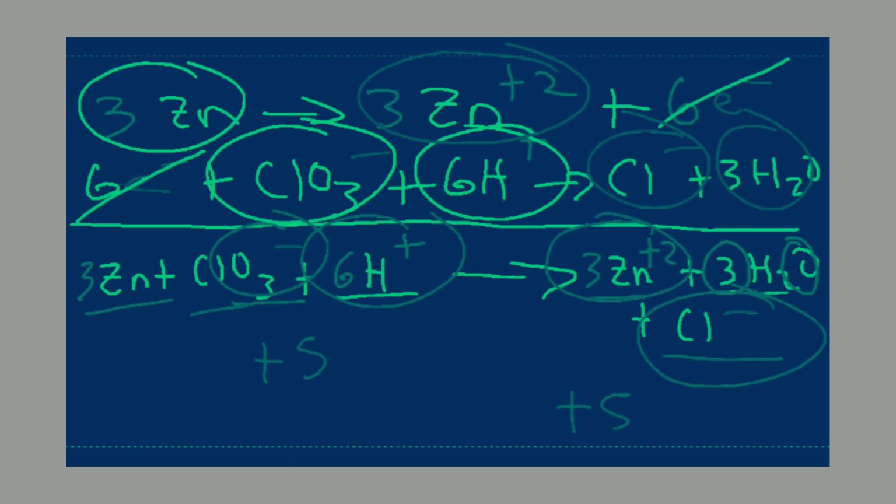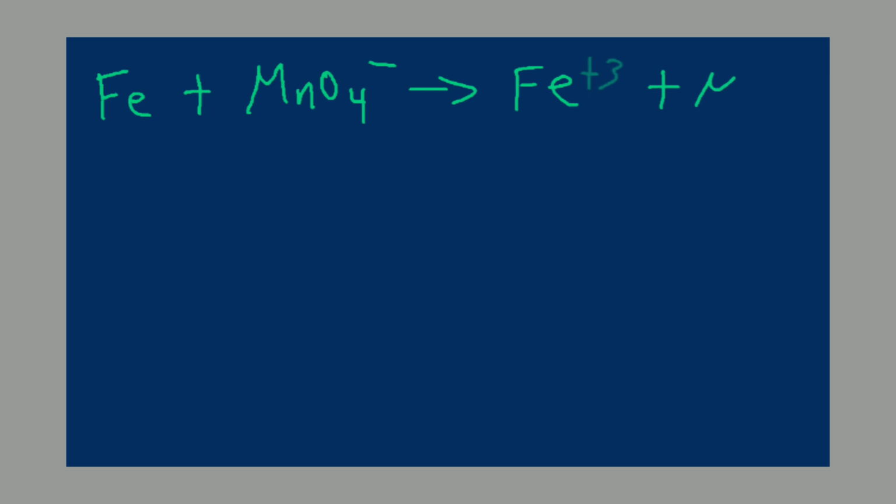Now let's try another example. Consider the reaction between iron metal and the permanganate ion. Go ahead and balance this reaction under acidic conditions, using what you know at this point. So just like before, let's separate it into half reactions.